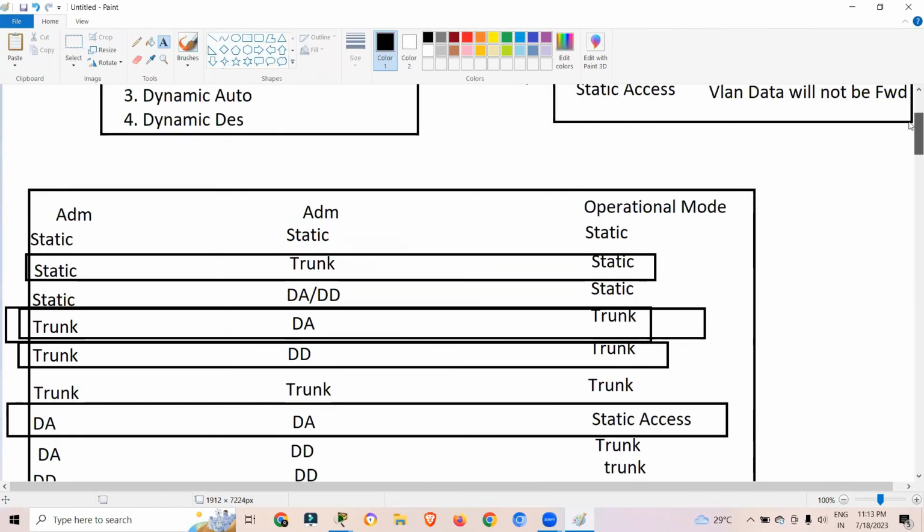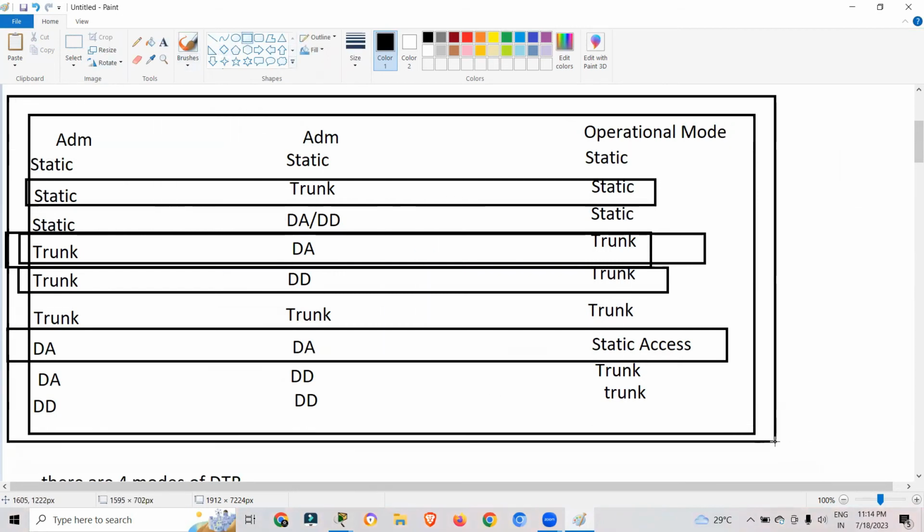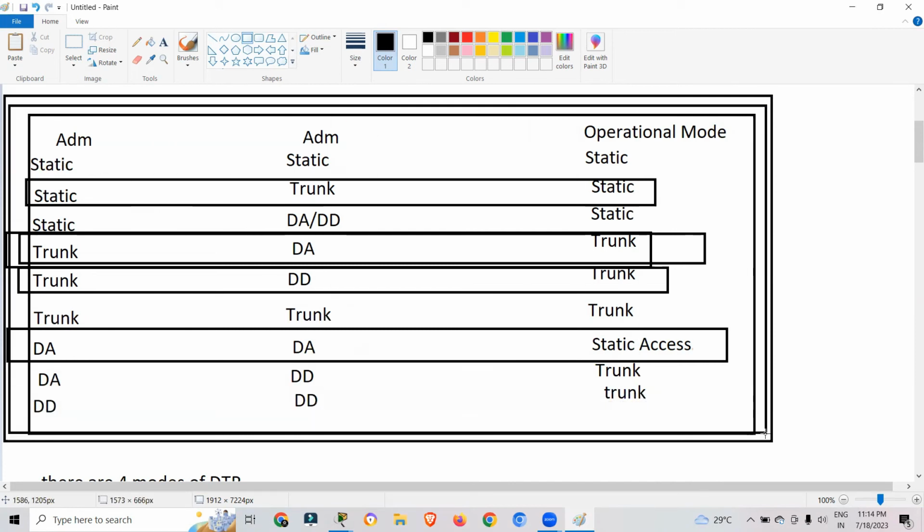Okay, dear, what is important: the combinations of all of these can be asked in your interview. They will ask the combinations of DTP, like what is the possible combination of trunk plus dynamic desirable, and what is the combination of dynamic auto plus dynamic auto. So please note down all of these. These can be asked in your interviews.